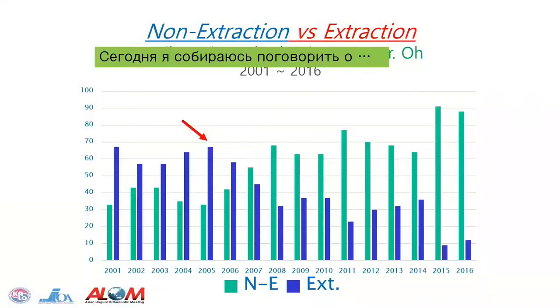Okay, anyway, this is the percentage of my cases from 2005. The blue extraction, my extraction percentage is getting down and down. So it's 2016 and 15. My extraction rate was more than 50 or 60%, but now it is less than 10% that I treated my cases with extraction.